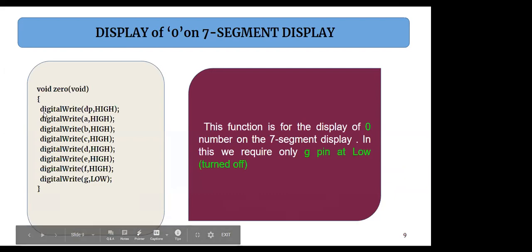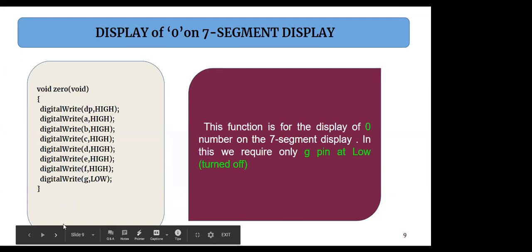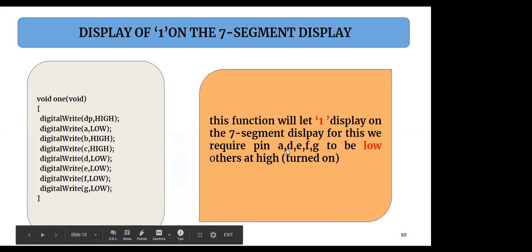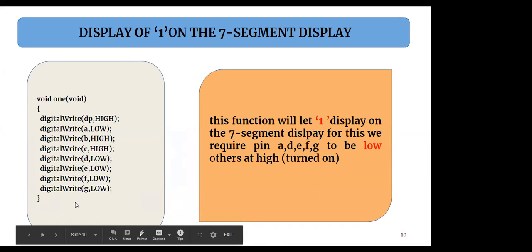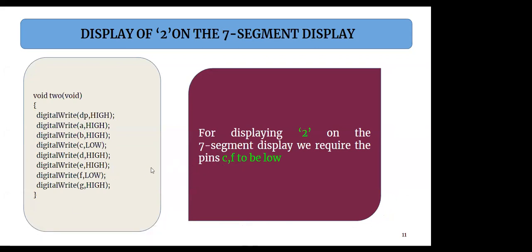And this is the function to display from 0 to 9 on the Arduino board, in which G low means it's turned off. For displaying 0, we only require DP to F to glow. G should be turned off. For displaying 1, similarly, we have to keep the pins A, D, E, F and G low. Then it will display the number 1 on the 7-segment display. Similarly, for 2, we have to keep pins C and F low, that is turned off, and the others should be glowing.